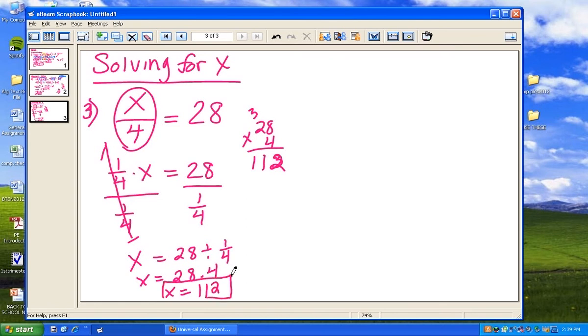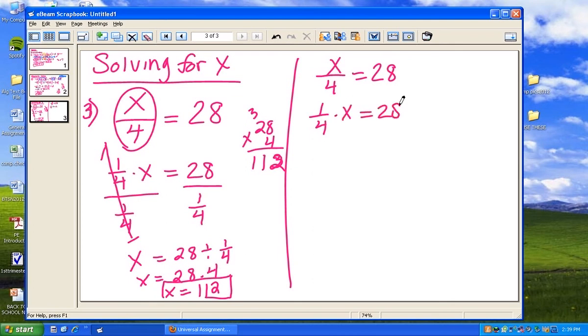Now, I'm going to do it a different way to show you how you can use the inverse property of multiplication. So I have x over 4 equals 28. And again, I write it as 1/4 times x. And I'm looking for this step on your tests. Okay, so I want you to show this step and I want you to practice it. The inverse property of multiplication says, don't divide by a fraction. That's silly. Multiply by its reciprocal.